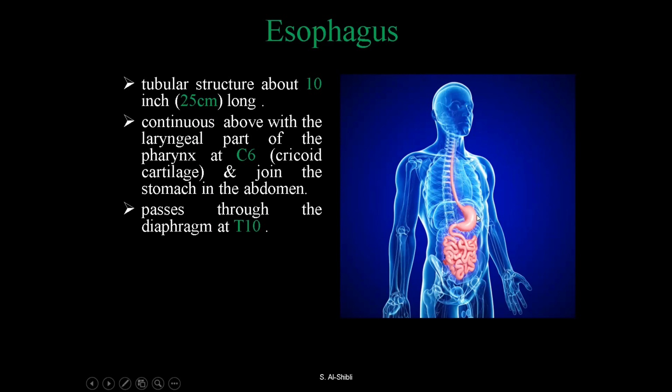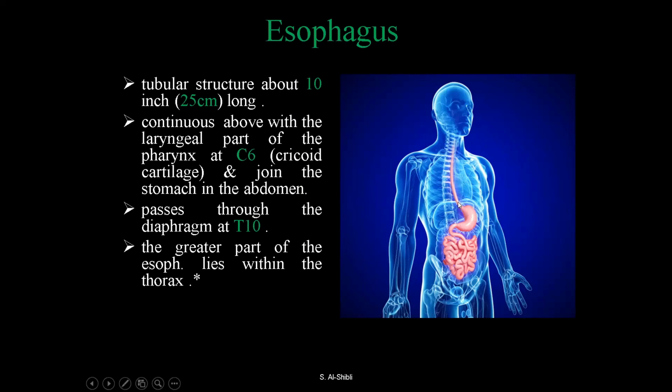We have three main hiatuses, or holes, or openings in the diaphragm. We have T12 for the aorta and its neighbors, we have T10 for the esophagus, and we have T8 for the inferior vena cava. Okay, I will not enter into these details. So the esophagus passes through T10, and as you see here, the greater part of this esophagus actually lies within the thorax.